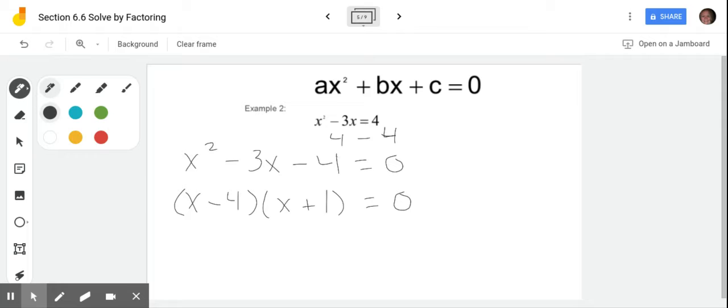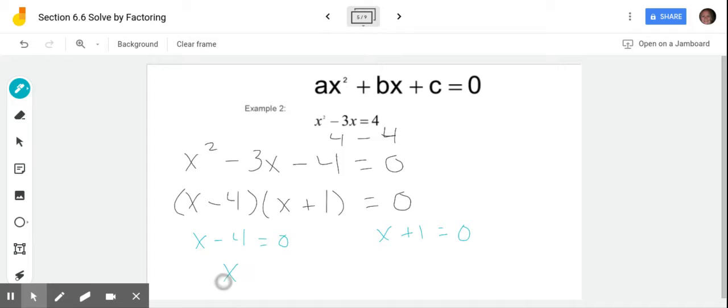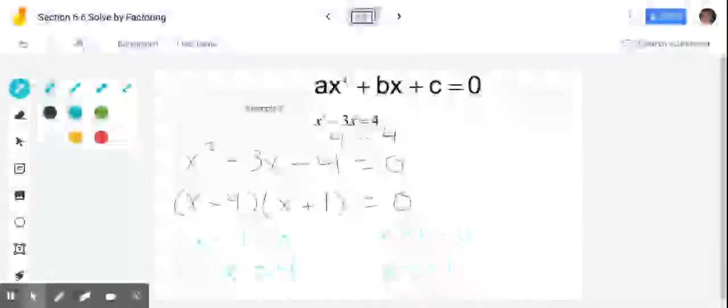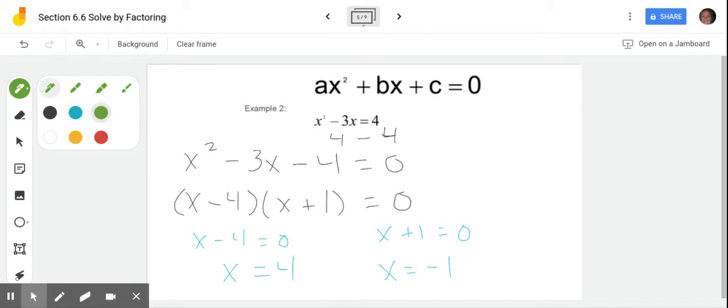Okay, now I can make my 2 equations. x minus 4 equals 0. x plus 1 equals 0. When I solve those, x is a positive 4 or x is a negative 1. And again, in MyMathLab, you're probably going to see these brackets and the answer written like this.